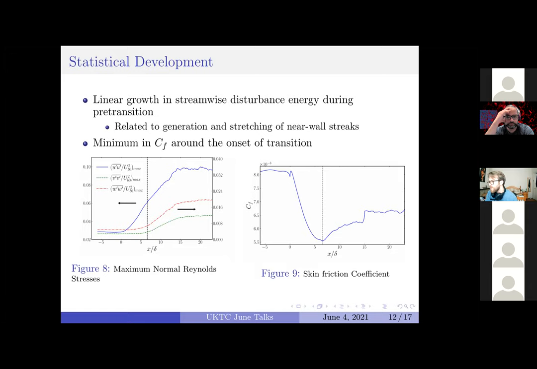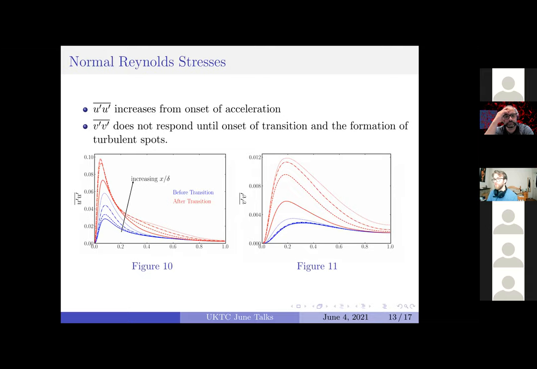Now I'm just going to cover the Reynolds stresses a little bit more clearly, so actually showing their wall-normal development. And I will say that the blue ones in this slide and the next slide represent the streamwise locations before transition, and the red ones depict those afterwards. You can quite clearly see the streamwise growth in that case here as well. And I think it's perhaps clearer here than in the previous slide, but you can see how the normal Reynolds stress doesn't really respond at all until you start to get the formation of those turbulent spots.